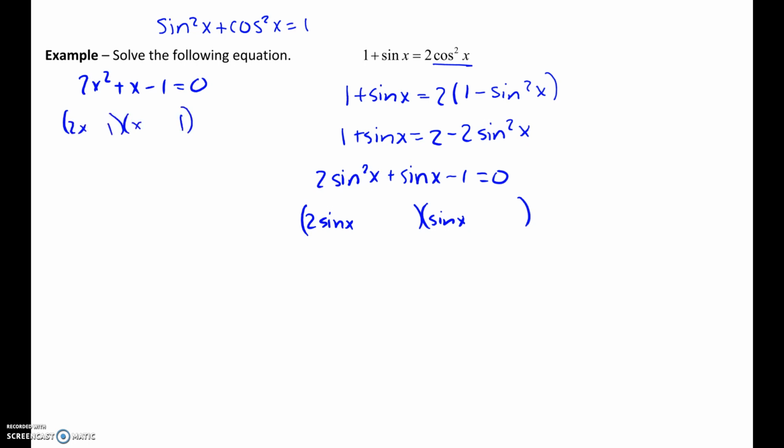And then we want it to end up being positive, so this has to be the positive value, right? So this has to be the plus, and that's the minus. So you have 2 sine x minus 1 and sine x plus 1 equals 0. And then you can set each equal to 0 and solve.